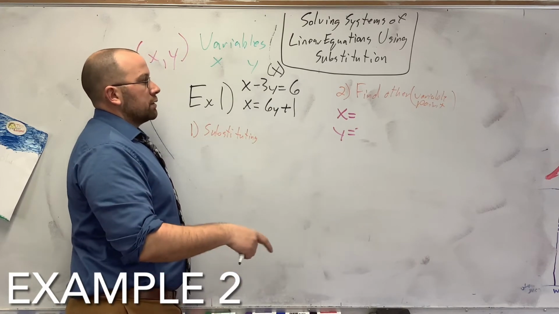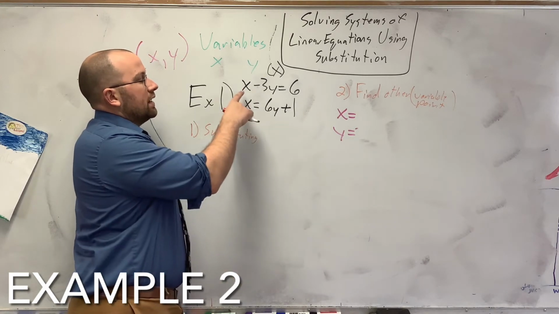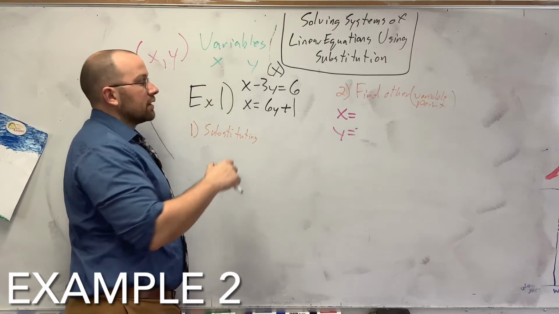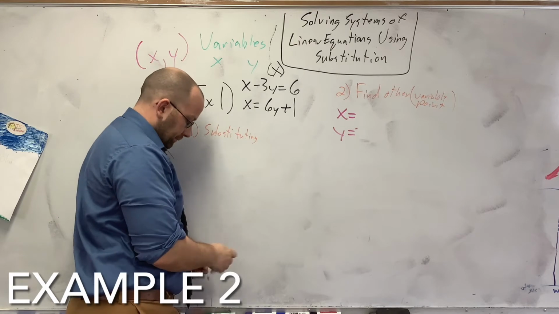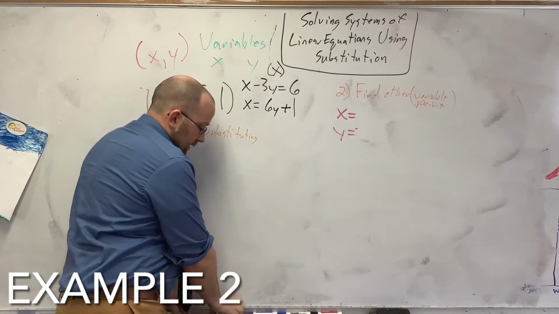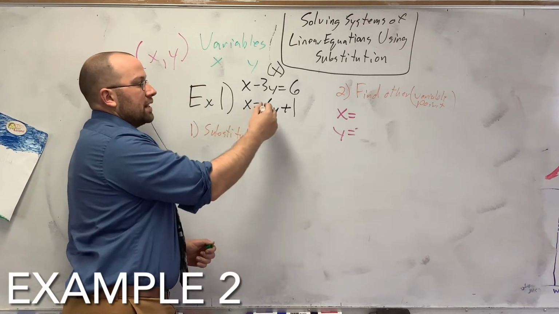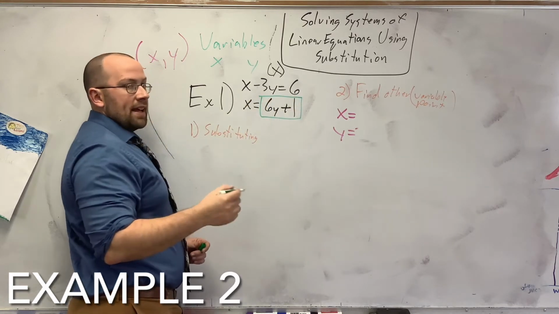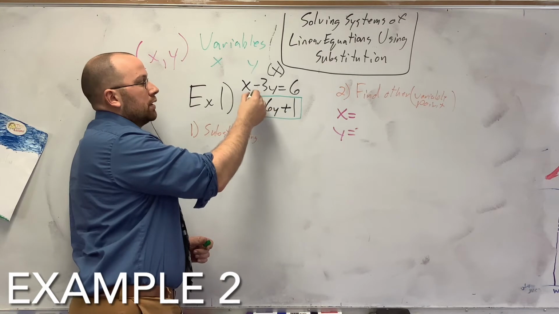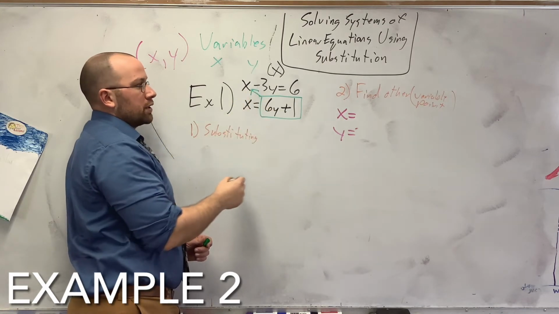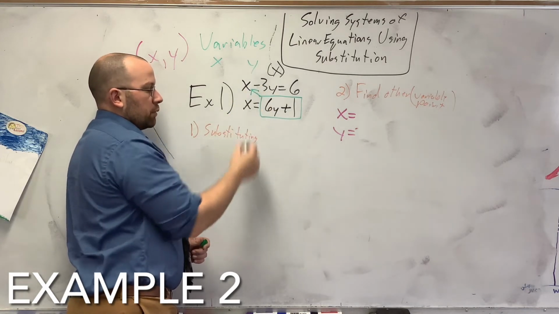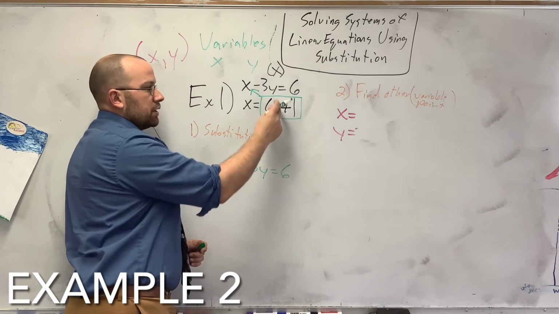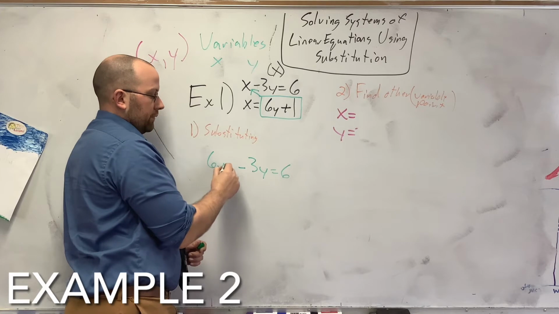All right, so the first thing I'm going to do is substitute. I need to find what x equals in one of these equations. Thankfully, it's already set up, so I know x equals 6y plus 1. So I take that 6y plus 1 and substitute it in the other equation. Let me take what I know from that equation, and now I just substitute that whole thing in.